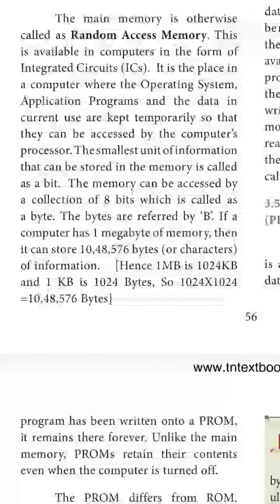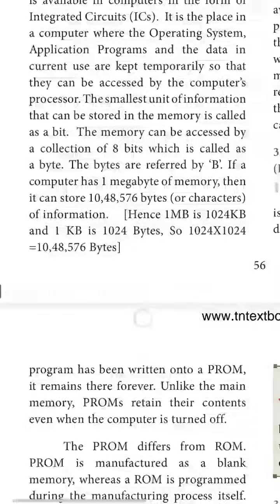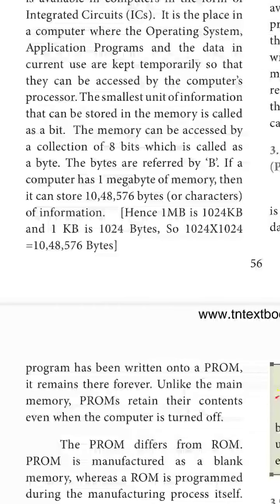The byte is referred to as capital B. If a computer has 1 megabyte of memory, then it can store 10,48,576 bytes of information. Hence, 1 MB is 1024 KB and 1 KB is 1024 bytes. So you can see that 1024 into 1024 is equal to 10 lakhs 48,576 bytes.